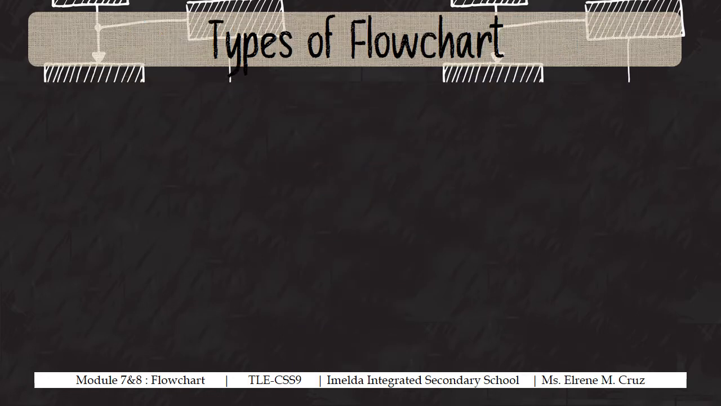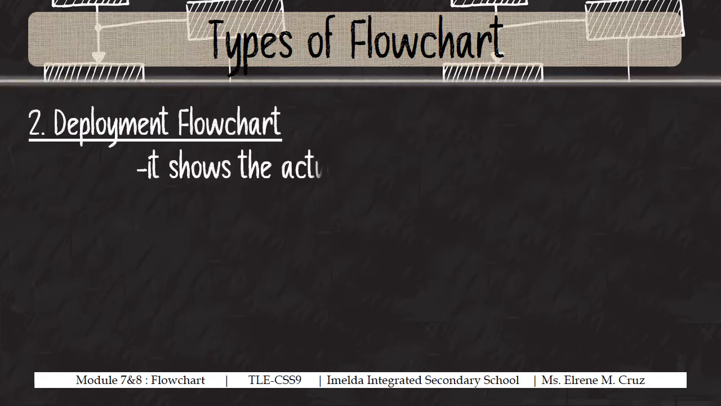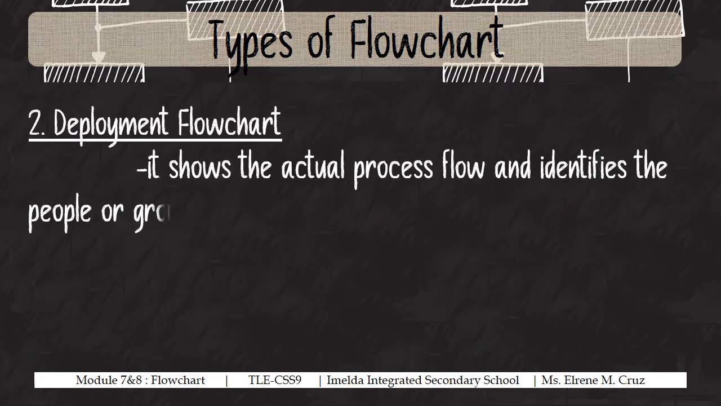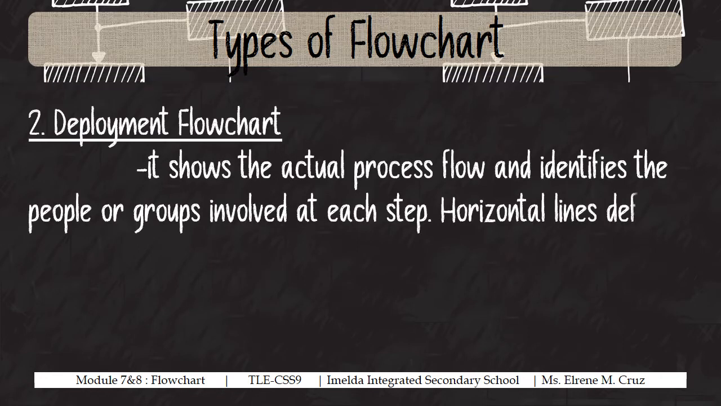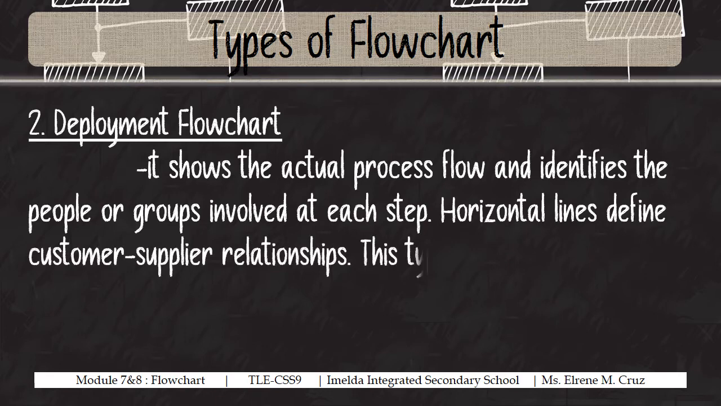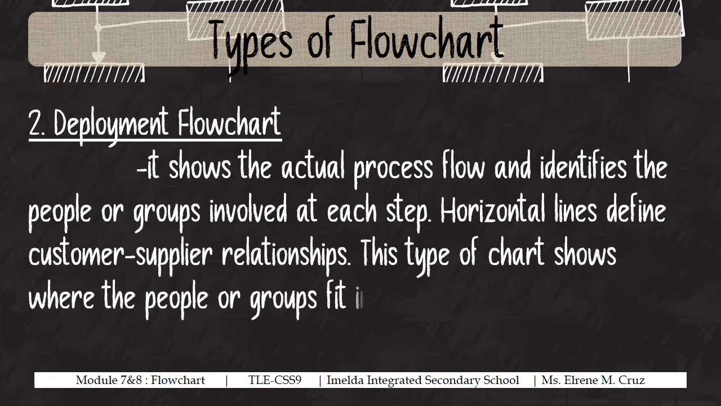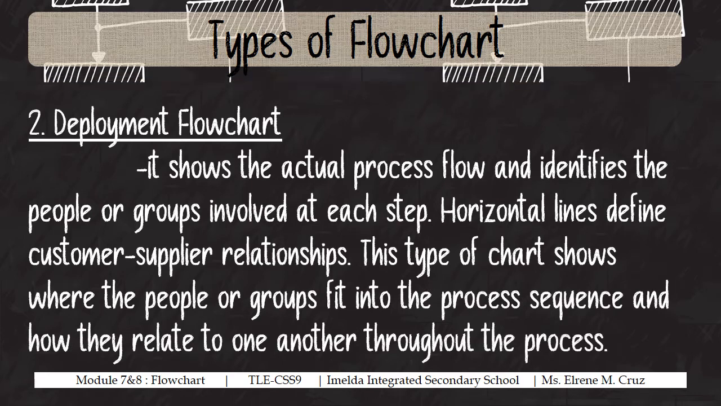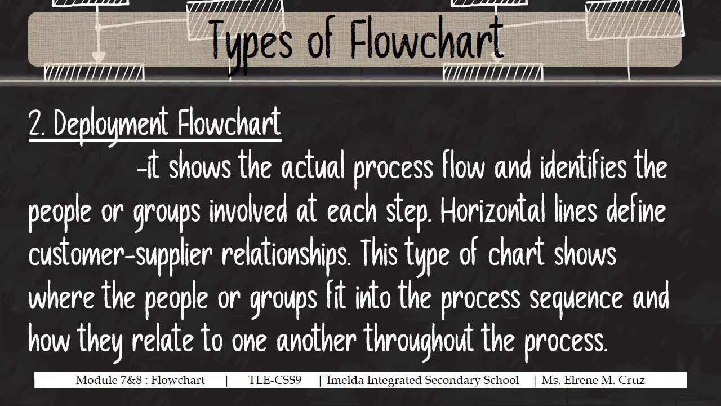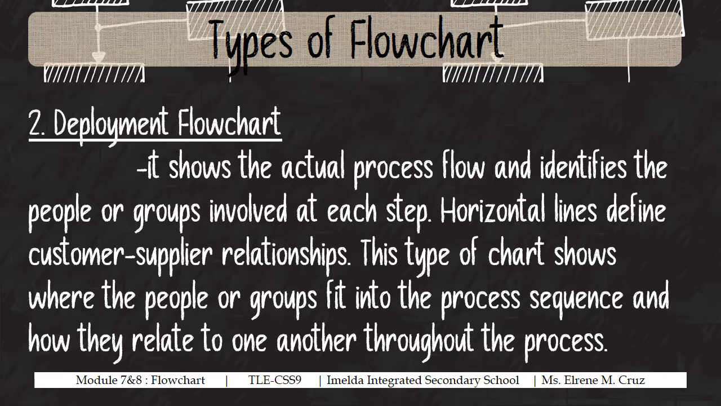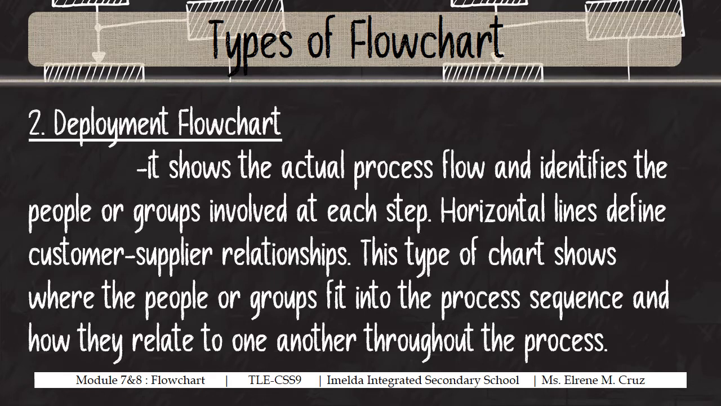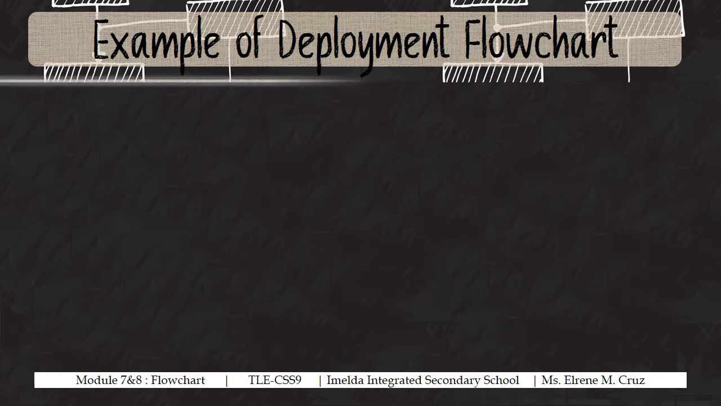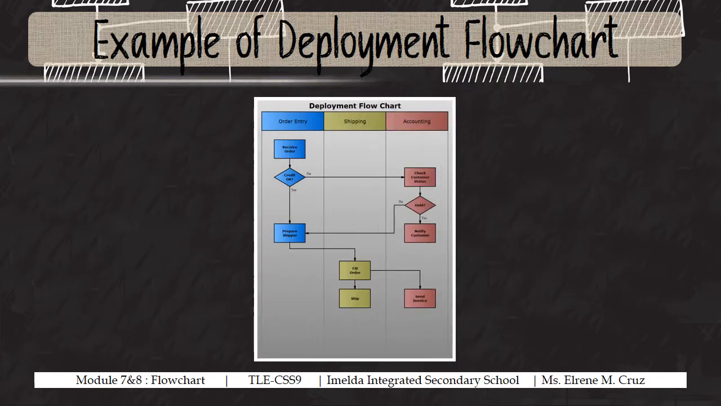The next type of flowchart is a deployment flowchart. It shows the actual process flow and identifies the people or groups involved at each step. Horizontal lines define customer-supplier relationships. This type of chart shows where the people or groups fit into the process sequence and how they relate to one another throughout the process. This is an example of a deployment flowchart.